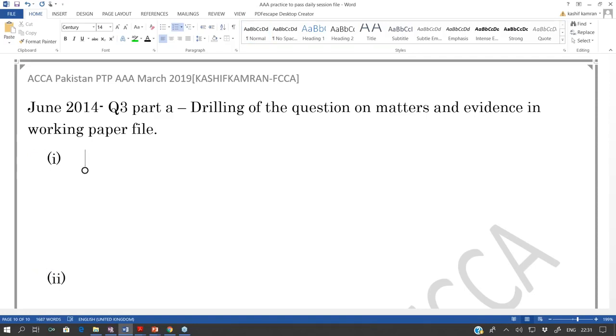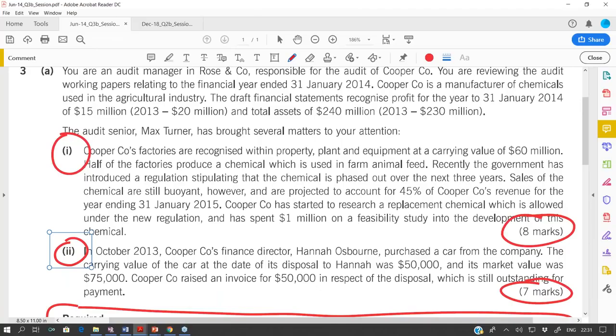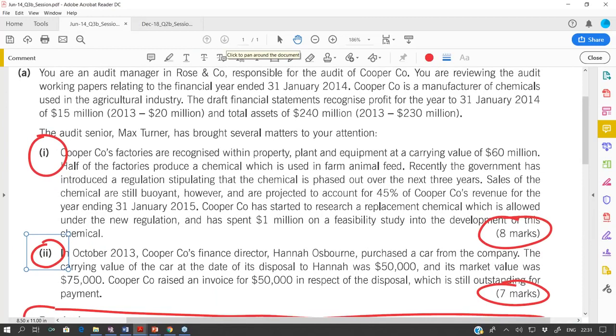Now in the first part, let's see what the first part is about. This is the proper format of answering a question in exam paper 1 and 2. Let's see what is 1. If I read 1, it says Cooper Company factories are recognized within the property, plant, and equipment at a carrying value of $60 million.